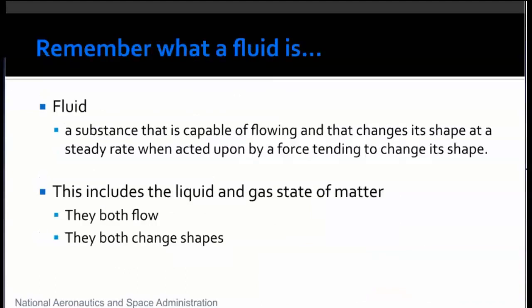So with that, we have to first understand what exactly is a fluid. A lot of times whenever we think about what's the state of matter, we'll think, okay, so there's solid, liquid, gas, and plasma. So what exactly is a fluid? Well, fluid isn't a state of matter. By definition, a substance that is capable of changing shape at a steady rate when acted upon by a force is considered a fluid. And so that includes both liquids and gases because they both flow and they both change shapes.